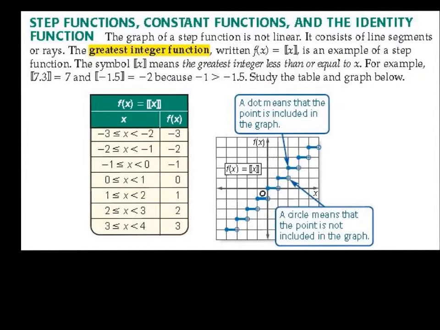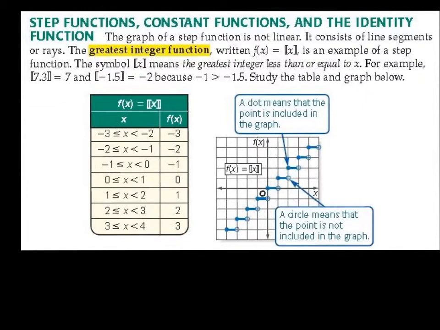The graph of a step function is not linear. It consists of line segments or rays. The greatest integer function written f of x equals greatest integer of x is an example of a step function. The symbol greatest integer of x means the greatest integer less than or equal to x. For example, the greatest integer of 7.3 is 7, and the greatest integer of negative 1.5 is negative 2 because negative 1 is greater than negative 1.5.